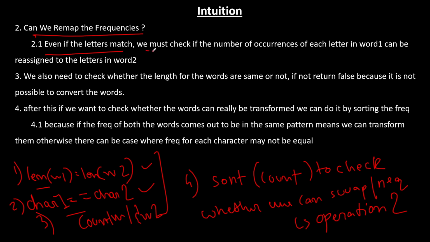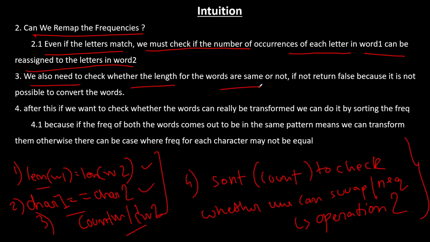As I said, we must check if the frequencies, or occurrences, of each letter in word 1 can be reassigned to the letters in word 2, because if the frequencies are not the same, we cannot reassign the characters from word 1 to word 2 or word 2 to word 1. For that, we check the counts and do the sorting. We also need to check whether the lengths of the words are the same, which we did. After this, we want to check whether the words can really be transformed. We can do it by sorting the frequencies, which we did in the fourth step.